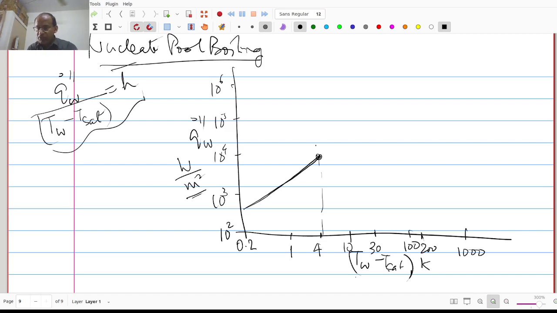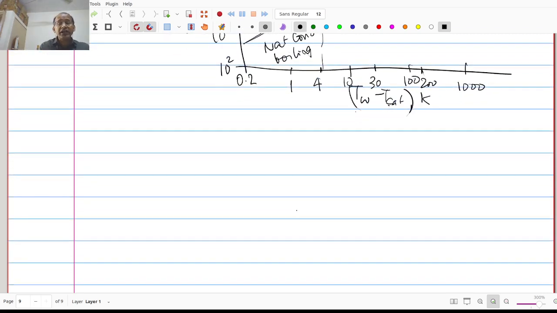What I show is very nearly a straight line in the log, so it's actually quite an exponential increase, right? So up to about 4 degrees Celsius, you have what is called natural convection boiling. What is natural convection boiling? In natural convection boiling, you have a surface and the liquid standing on top of it, let us say.